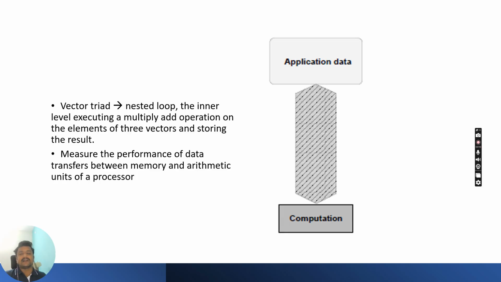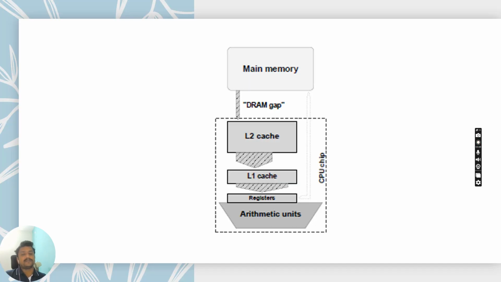based on these 3 vectors, while performing the operation of multiply and addition, we can store the results in terms of a vector. And during the measurement of this particular operation of data transfer between the memory and the arithmetic unit, we are able to measure the performance, where there is a transfer of data between the application data and the computation. That transferring of data can be measured in this particular high performance computing.